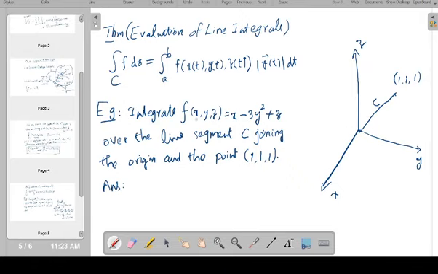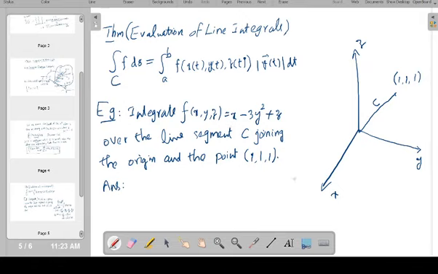And what is the domain of f? It's not given. If it is not given, then the domain of f is the largest possible subset of the xyz space, such that this expression makes sense. And this expression makes sense for every point x, y, z in the space, because this is just a polynomial in x, y and z. Such polynomial expressions are valid at every point. The evaluation makes sense.